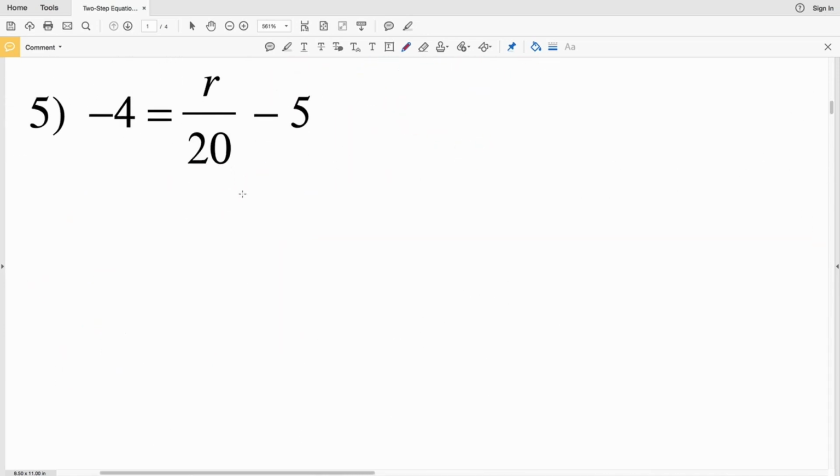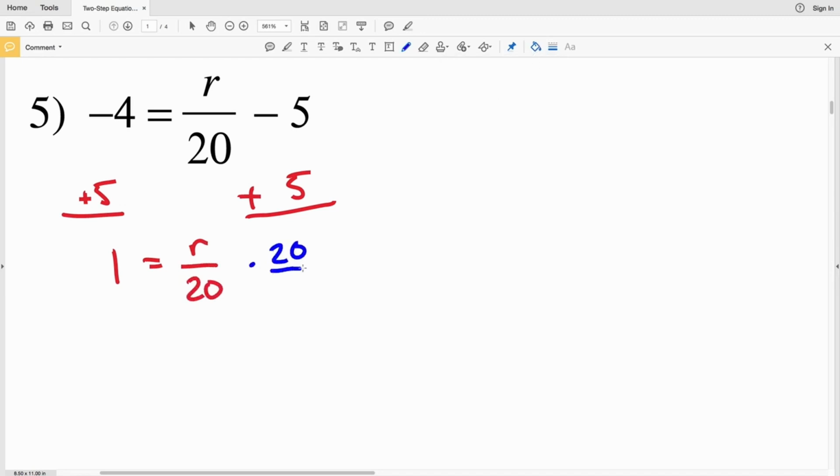Number 5, I'm going to add 5 to both sides. Negative 4 plus 5 is a positive 1. And this will be r divided by 20 plus 0, which is r over 20. Then, our next step is to multiply by positive 20, or you can think of this as multiplying by 20 over 1, if you want to see it in fraction form. 20 times 1 is 20, and we'll be left with r over 1, which is simply r. So 20 is equal to r.